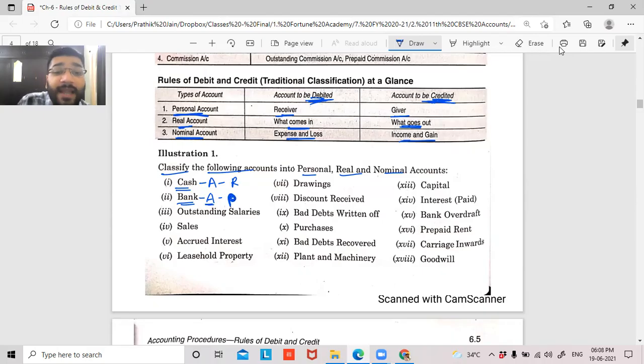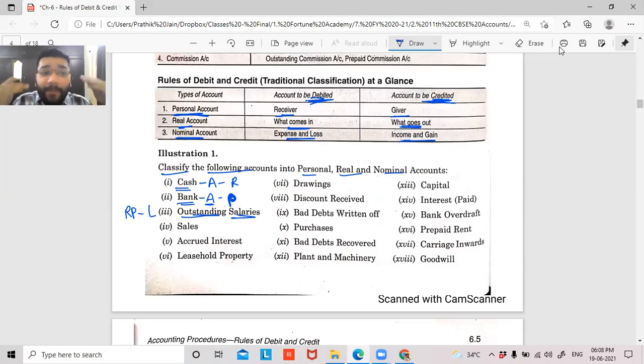Excellent. Guys, outstanding salary. Salary is an expense, and to the expense there's a prefix, outstanding. So can I say this is a special case? Yes, it is a representative personal account. This is a special case, so we call it a representative personal account, because it is very special. That's how you can remember it. So it is a representative personal account, and it is a liability.